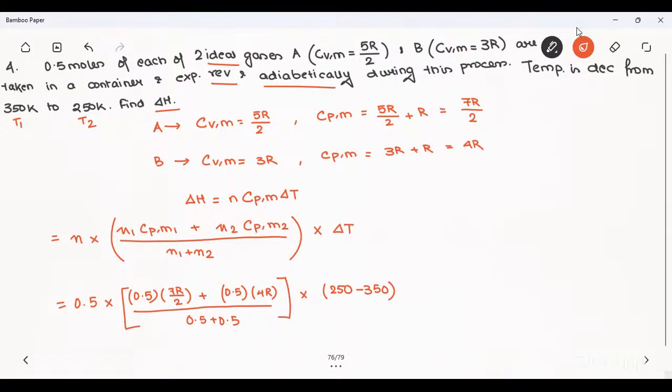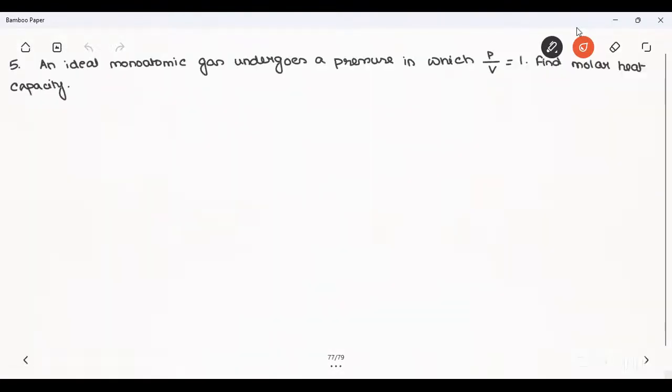An ideal monoatomic gas undergoes a process in which P by V is equal to 1. Find the molar heat capacity. I told you this is something for JEE Advanced people, an IIT sum only. So P by V is equal to 1. We can write it like this: P V to the power minus 1 is equal to 1, that is, P V to the power minus 1 is a constant. Can we write like this?